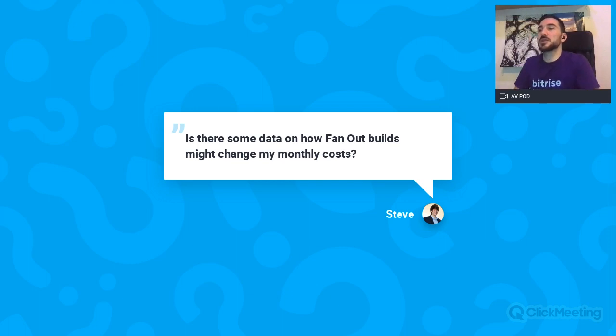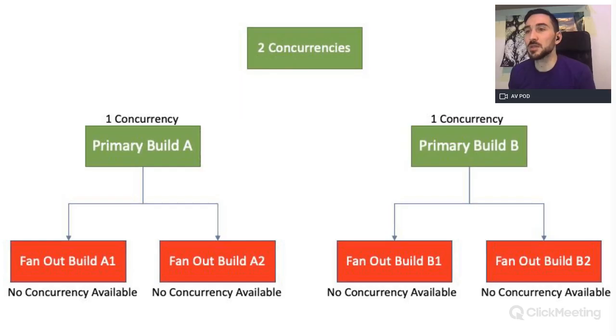Is there some data on how fan out builds might change my monthly costs? Basically, fan out builds are only using concurrencies, and in our current plans and subscriptions, there aren't any limitations on the number of builds that you would be able to run. So you would be able to run any number of fan-out builds. The costs wouldn't multiply. So one issue you can face during your fan-out builds is that you would be hitting your concurrency limits.